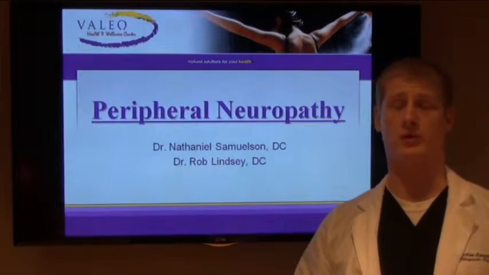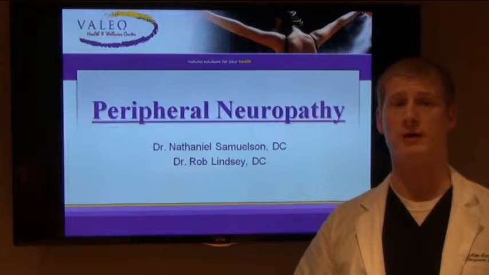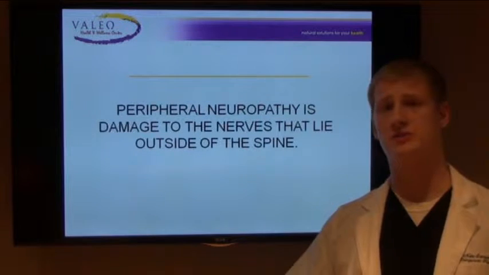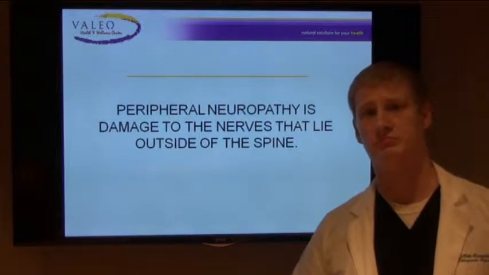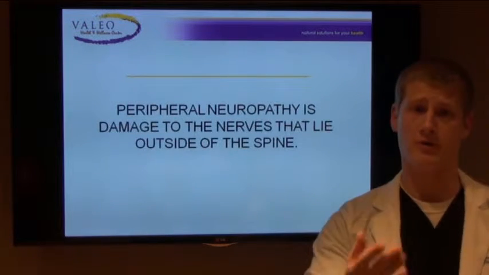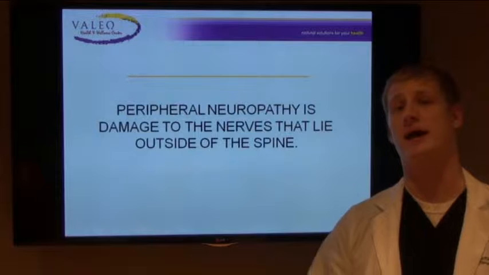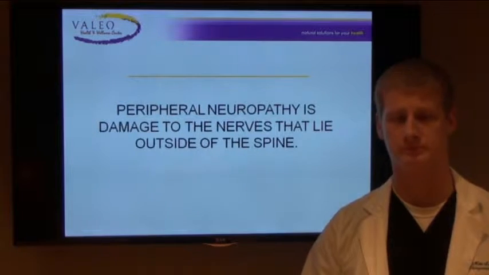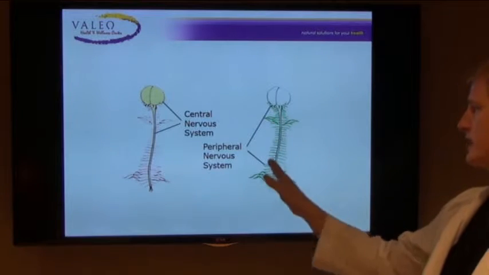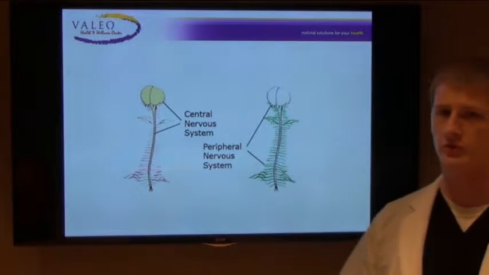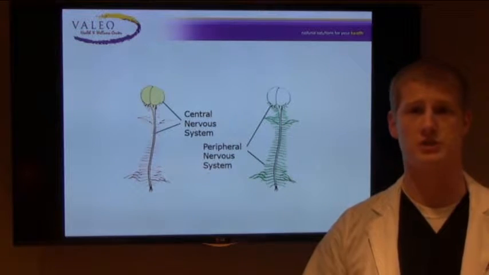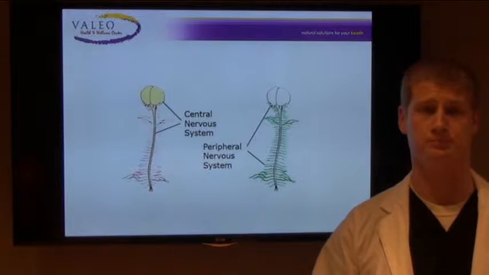Today we're going to be talking about peripheral neuropathy. For many of you, you know that a peripheral neuropathy typically involves hands, arms, feet, legs, something that's one of your extremities. So a peripheral neuropathy is damage to the nerves that lie outside of your spine. So this is just a picture to show that the nerves that lie outside of your spine are considered part of the peripheral nervous system, so peripheral neuropathy. So neuropathy just means nerve condition.